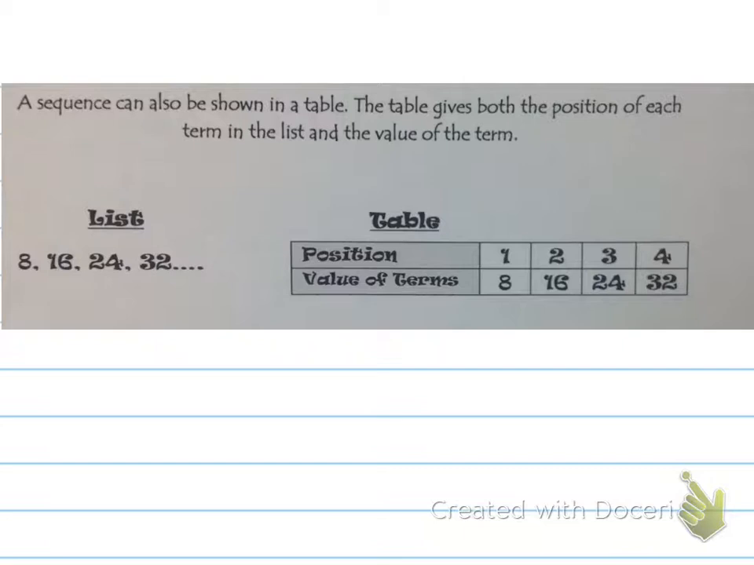A sequence can also be shown in a table. The table gives both the position of each term in the list and the value. So if we look at our list form, this is the first number, therefore it's position 1. Second number, position 2. So whenever we take our list and put it in a table, we list the positions. And then the positions happen to be our x, and the value of the term, meaning in position 1, we have a value of 8. That is our y. So these are two different ways to see the same set of numbers.